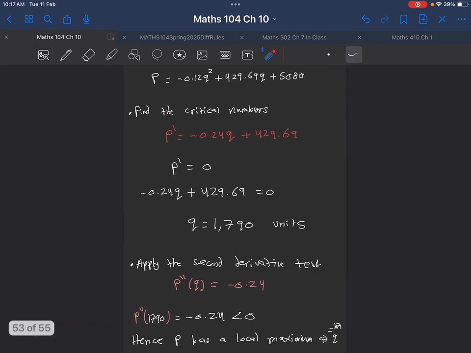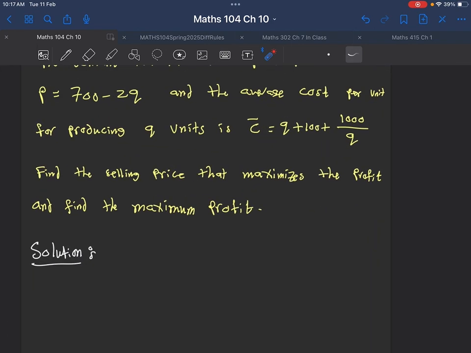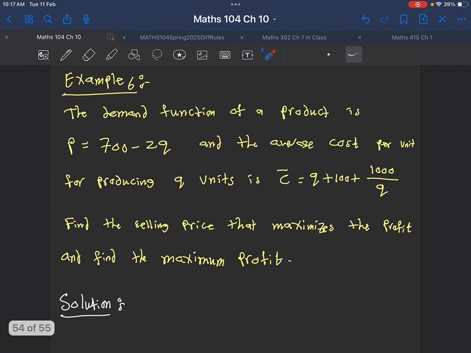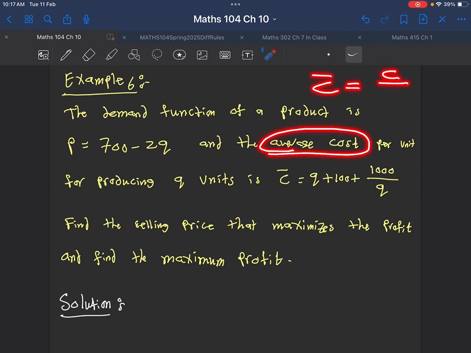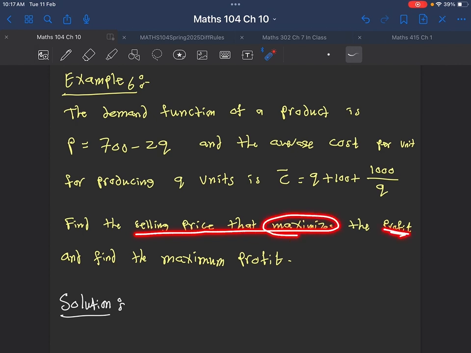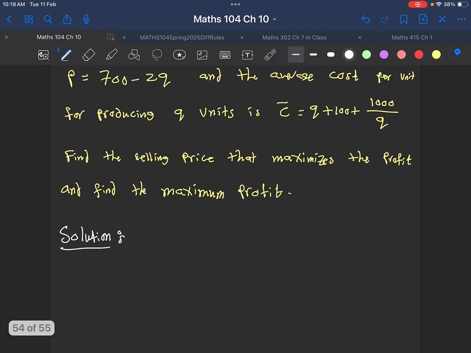So sometimes we need to find the revenue and subtract the cost out of it. Let's look at this equation. In this equation, we have a demand function for a product. So I have the price. I have the average cost, C bar. And remember, C bar is just C divided by Q. It's given to me. And now find the selling price that maximizes the profit and find the maximum profit.